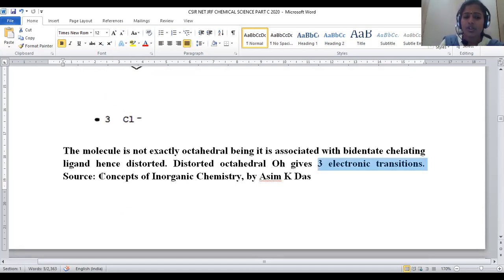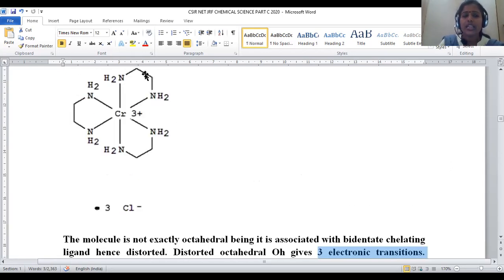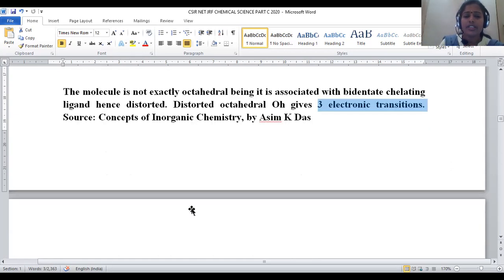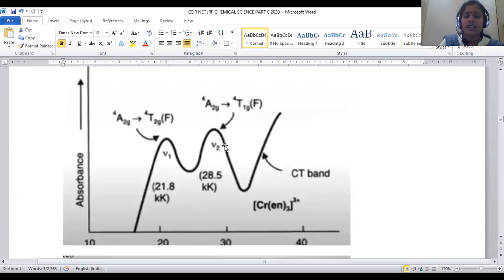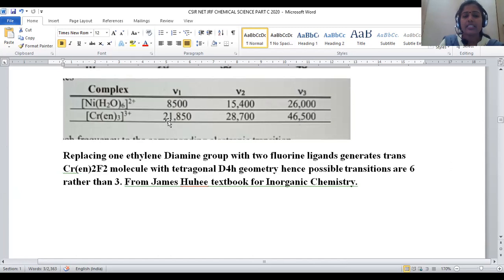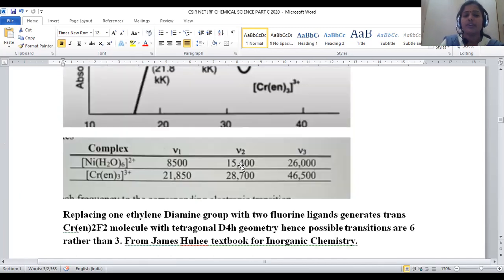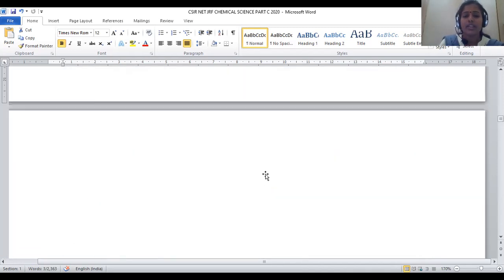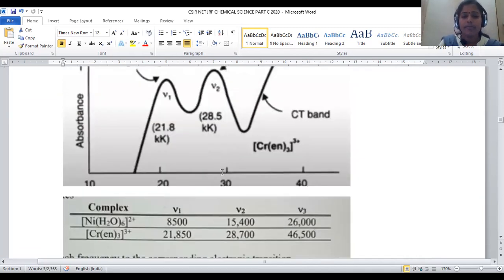This is given in the textbook Concepts of Inorganic Chemistry by Asim K. Das. So 3 chelating ligands are responsible for 3 electronic transitions within the spectral lines, and here is how many spectral lines appeared for this chromium(en)3. So it is very clear that 3 signals will appear for this compound. These 3 signals at 21,850, 28,700, 46,500 are the possible regions for this chromium(en)3 3+, right? So here is compound number 1.